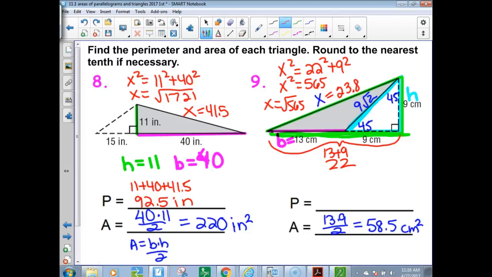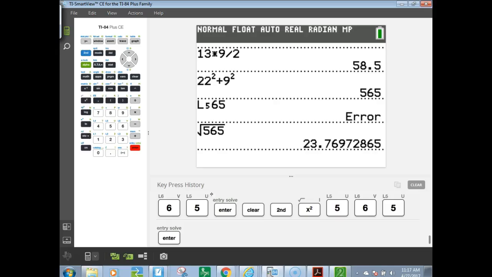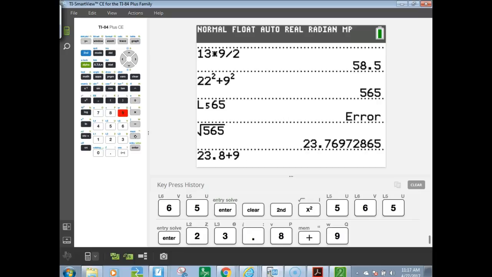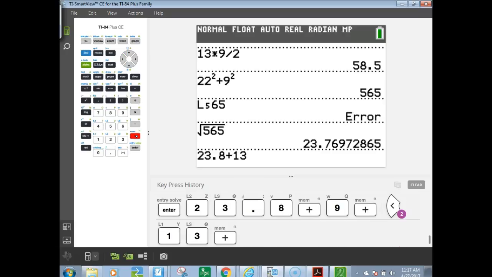So if that's 23.8, the perimeter of just the gray one now is the 23.8 plus 13 at the bottom there, and then this right here, which is 9 times the square root of 2. Now, I'm not going to write that in my answer. I'm just going to type it on the calculator now. I'll do my 23.8 plus 9, plus, oh no, it wasn't 9, it was 13, right? And then I've got to add on the 9 root 2.